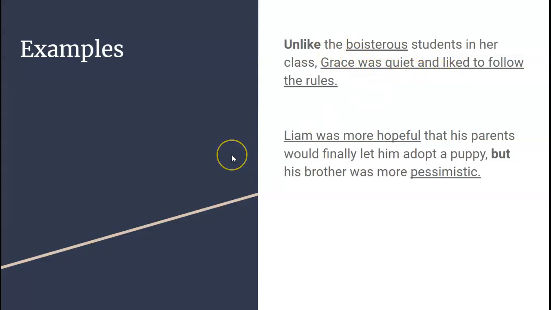Liam was more hopeful that his parents would finally let him adopt a puppy, but his brother was more pessimistic. Our unknown word here is pessimistic. We have the keyword but, and then Liam is the opposite of pessimistic. So Liam is hopeful, so the opposite of that must be unhopeful, or maybe you think it's not going to happen. So this is another example of an antonym context clue.